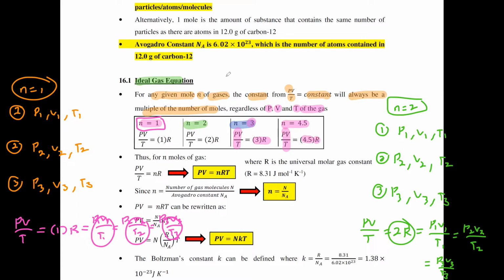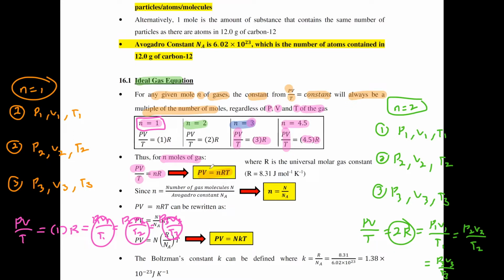Okay, so it's from this that you can get some sort of conclusion that for n moles of gas, PV over T is actually nR. So you rearrange this, and this is actually PV equals nRT. Now, this is the equation that you guys would have been using quite a lot from SPM, IGCSE, even up to A levels when it comes to ideal gas, right?